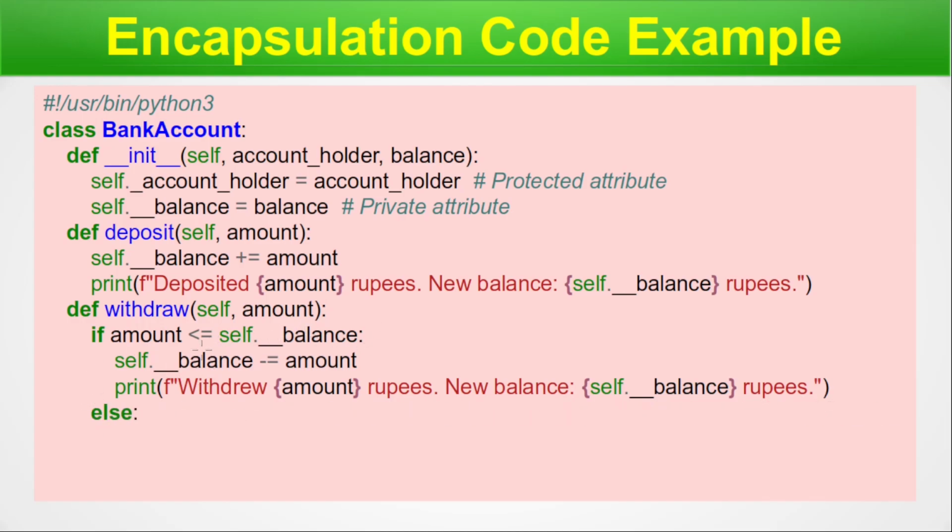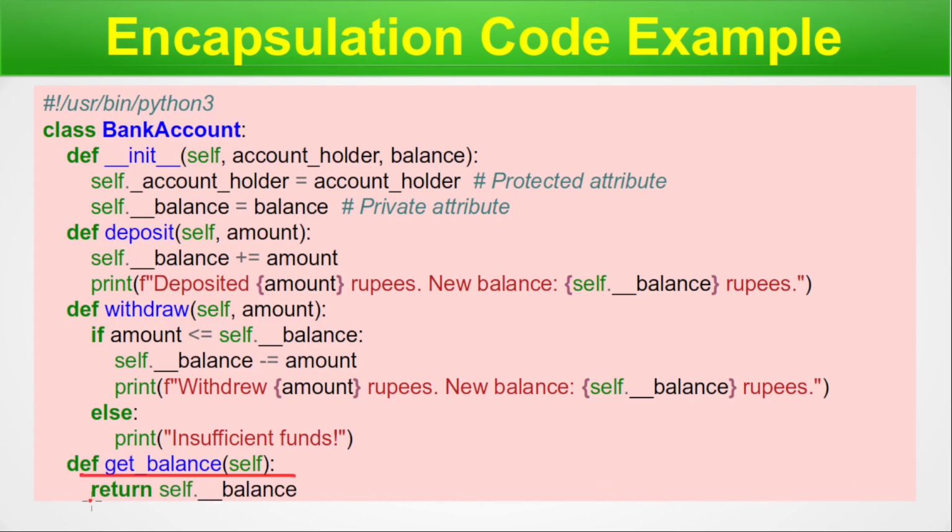Else, in case the opposite happens, that either the amount is equal to the balance or the amount is higher than the balance, what will happen? It will print insufficient funds. Unless your bank account is a zero balance account, you will not have the privilege to withdraw the whole amount. Generally, some amount has to be kept in the account in case it's a non-zero balance account. Now def get_balance, then self. It will return self.__balance. Let us go to the next slide.